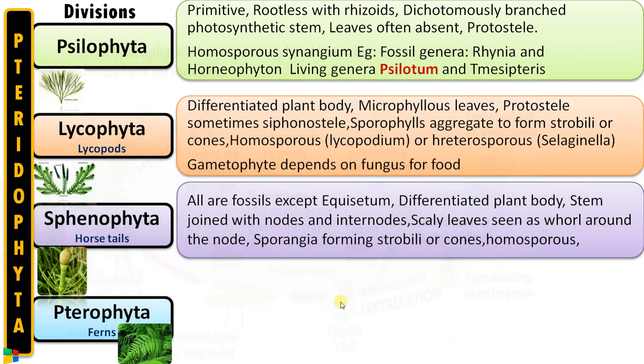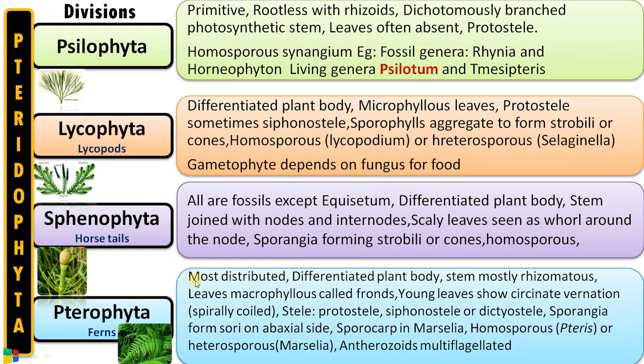Now let us summarize the characteristics. Ferns or Pterophyta are the most advanced and the most widely distributed pteridophytes. They have a differentiated plant body, stem mostly rhizomatous, leaves are macrophyllous called fronds. Young leaves show circinate vernation, or spiral coiling, during the young stage. Then the stele: different types, protostele, siphonostele, or the most advanced dictyostele, that is a siphonostele with leaf gaps.